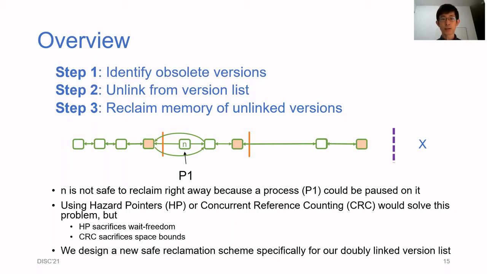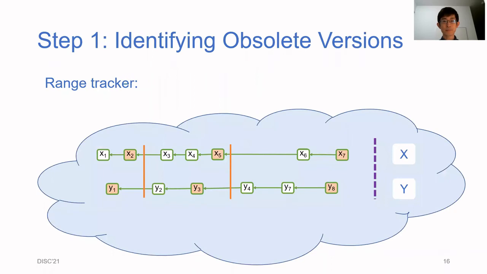Standard solutions like reference counting and hazard pointers would work, but they do not maintain the bounds that we want. If you apply hazard pointers to a linked list, then you sacrifice wait freedom on traversals. And if you apply reference counting, then you sacrifice space bounds. So we came up with a memory reclamation scheme that avoids both of these issues, and it's specifically designed for our doubly linked list from step 2. So now we'll go into each of these steps in more detail.